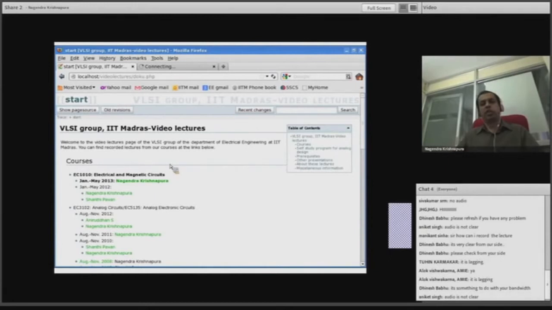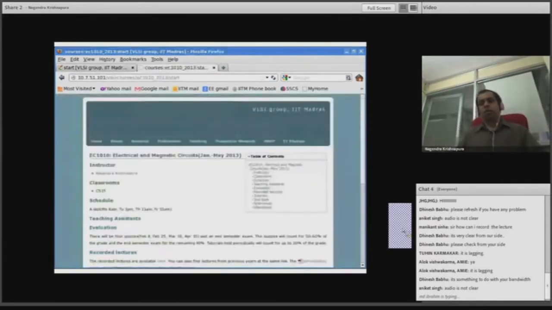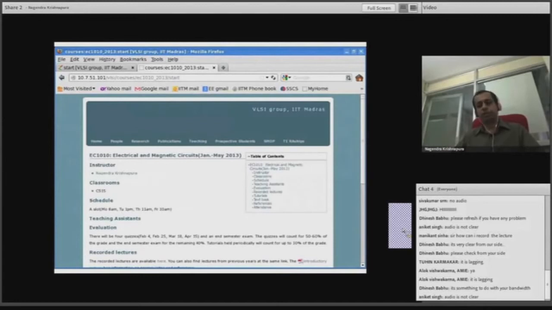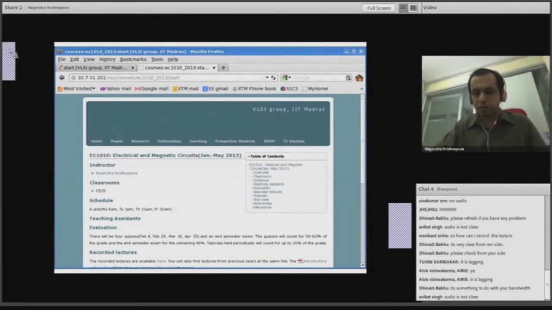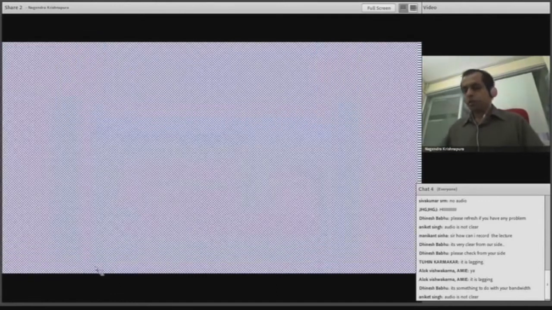You of course are familiar with NPTEL. I think that's how you came to this course. So NPTEL lectures are also very useful on specific topics. And the VLSI group homepage at IIT Madras, this is also something that you can use to further your knowledge of circuits. Okay. So with that background, perhaps we can get started.